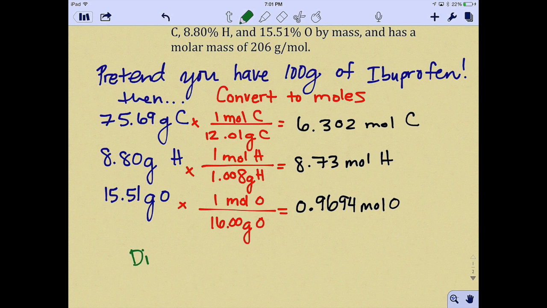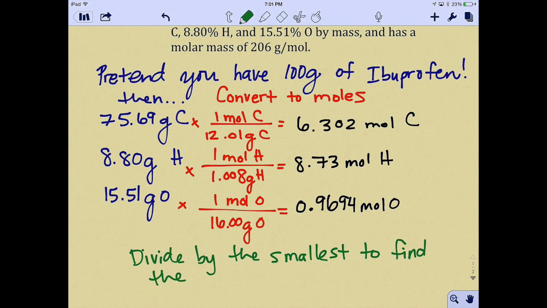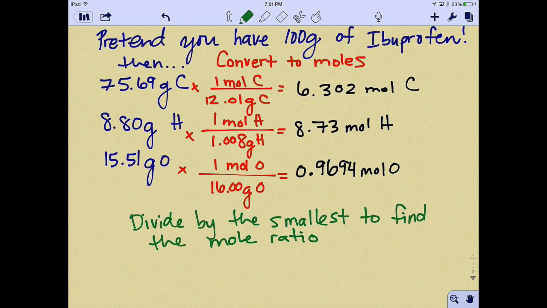I'm going to go back and make sure I label everything correctly, as you should always. Now, I need to divide each of these by the smallest number of moles. My goal here is to figure out my ratio of moles so we can figure out the ratios of atoms in our formula. My smallest one is the oxygen, 0.9694 moles. So I will divide my carbons by 0.9694 moles, and I'll divide the hydrogens and oxygens too.